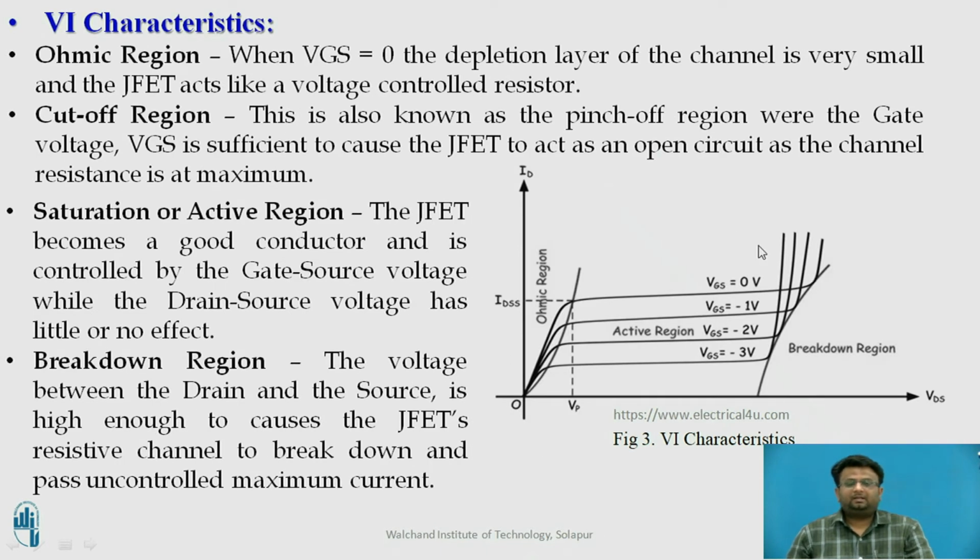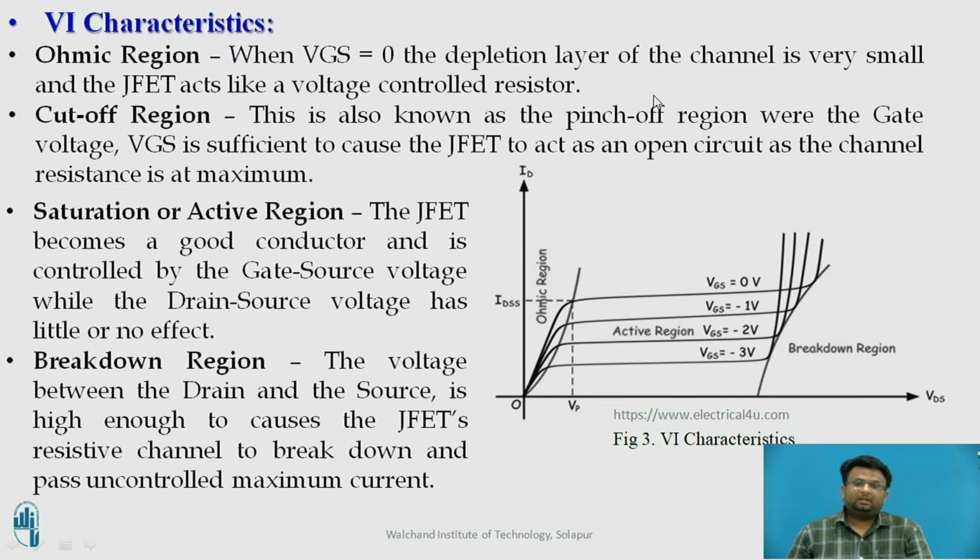The VI characteristics of the junction field effect transistor is nothing but the plot between the drain to source voltage and the drain current ID. There are four basic regions: the ohmic region, the active region, which is also called the saturation region, and the breakdown region. The ohmic region occurs when VGS is equal to 0.